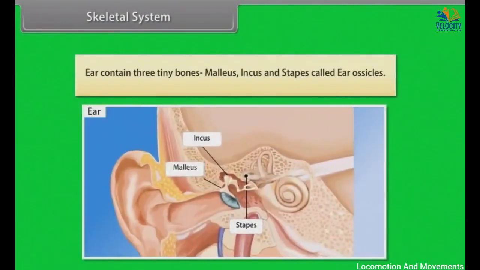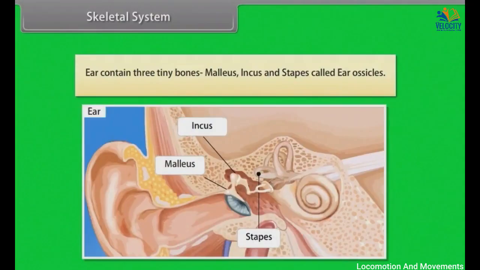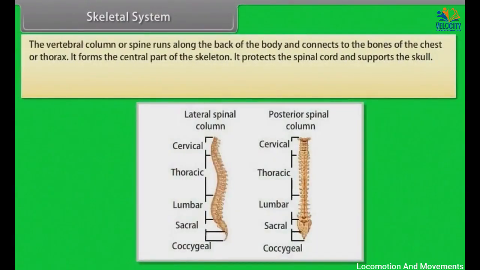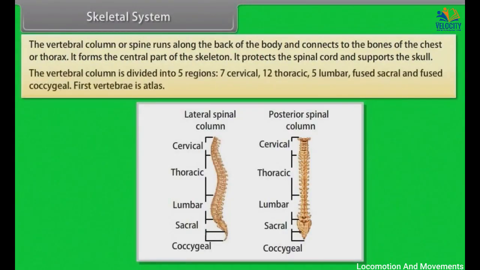Ear contains 3 tiny bones, malleus, incus, and stapes, called ear ossicles. The vertebral column or spine runs along the back of the body and connects to the bones of the chest or thorax. It forms the central part of the skeleton. It protects the spinal cord and supports the skull. The vertebral column is divided into 5 regions: 7 cervical, 12 thoracic, 5 lumbar, fused sacral, and fused coccygeal.